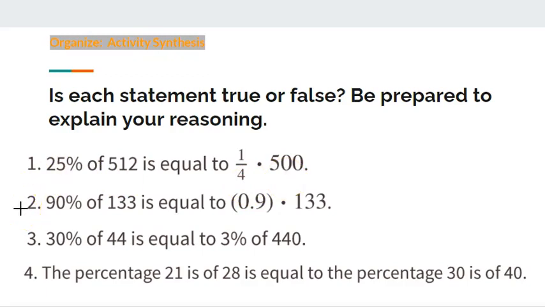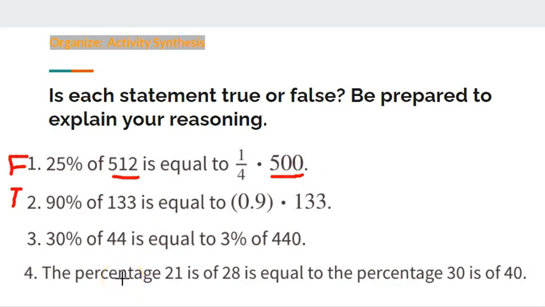Number two, 90% of 133 is equal to 9/10 times 133. That's true because 90% is 90 out of 100, which is 90 hundredths, which is the same as 9/10. So this one is true. This one was false because of this.